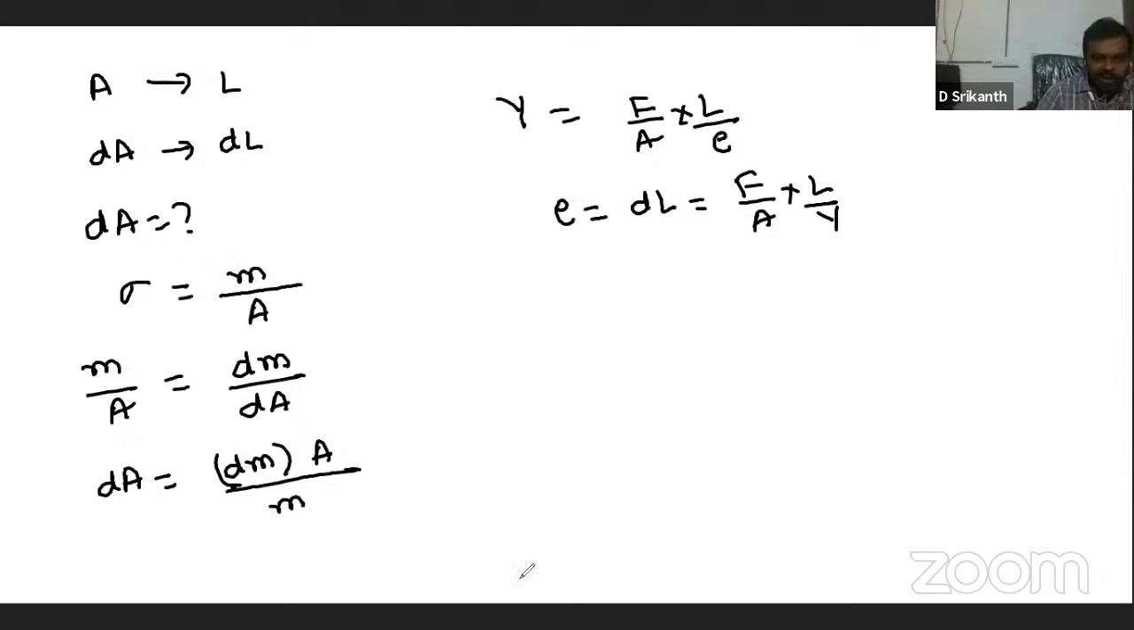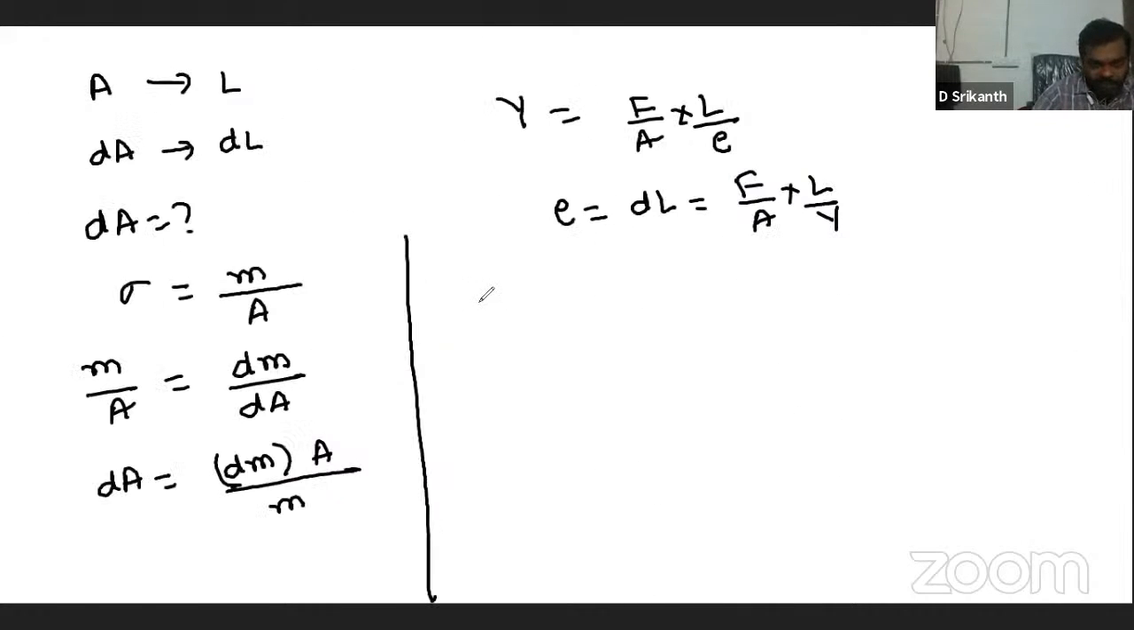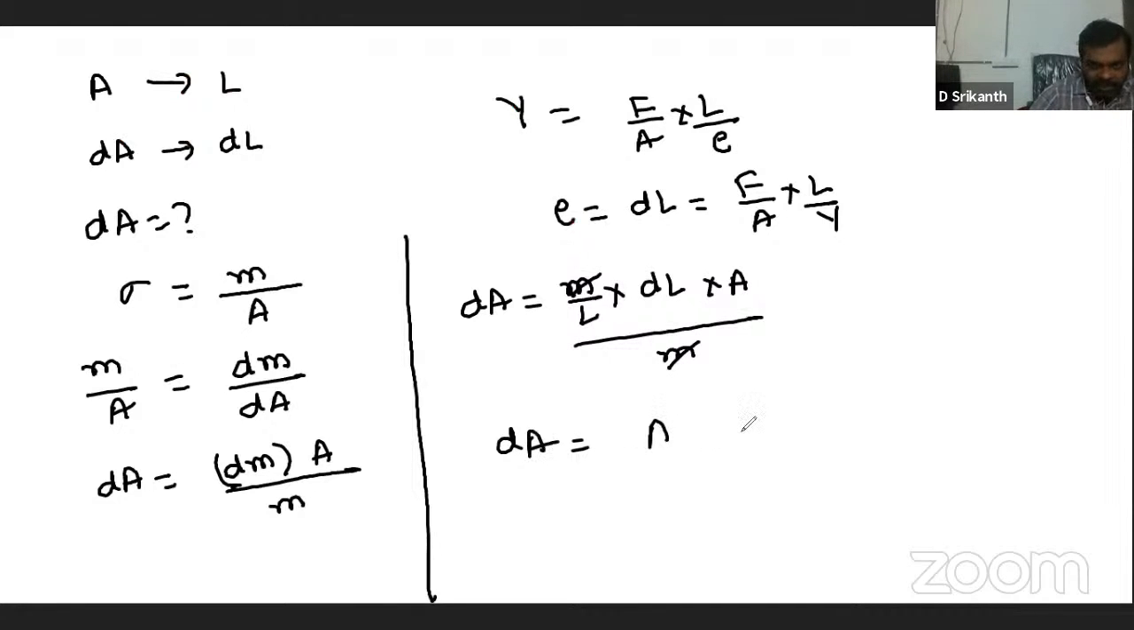dm/dA equals dm by A. From above we got dm as M by L into dl, M by L into dl into area by mass, that is dA is equal to area by length into dl.